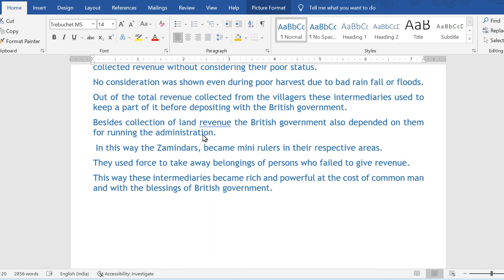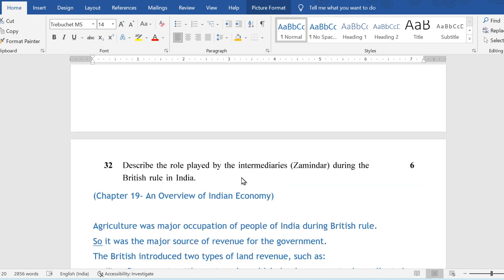Besides collecting land revenues, the British government depended on them for running the administration. In this way, the zamindars became mini rulers in their own respective areas. They used to forcibly take away belongings from people who failed to pay up the revenue. This way, the zamindars or intermediaries became rich and powerful at the cost of the common man and with the blessings of the British government. This was the role played by the zamindars or intermediaries during the British rule in India.